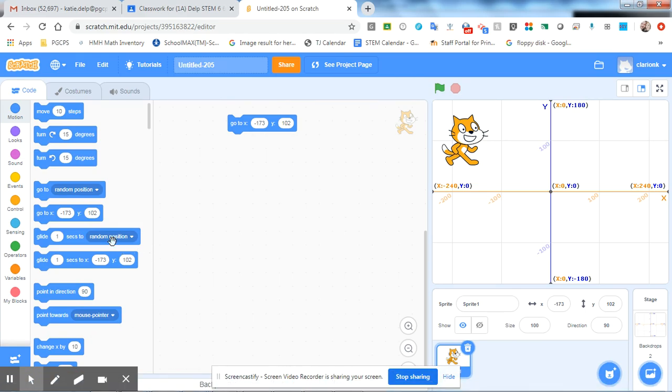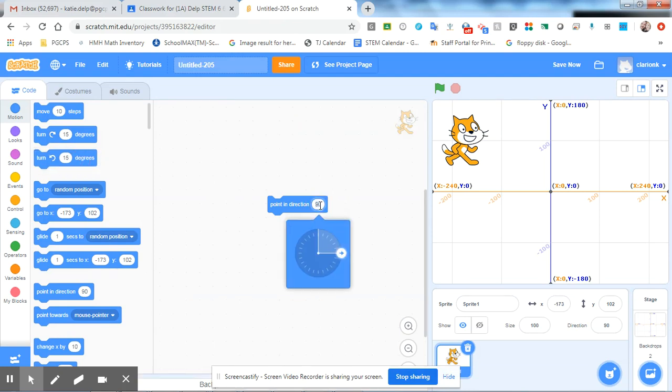There is one block in particular that deals with pointing in direction, and this is the point in direction block. Okay, and this block right here, whenever you click on the number to change it, a little compass will show up. It almost kind of looks like a clock. And instead of having to memorize those numbers, you can just use the arrow and click and drag it to point in different directions.